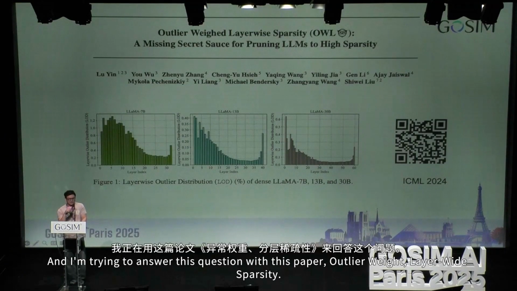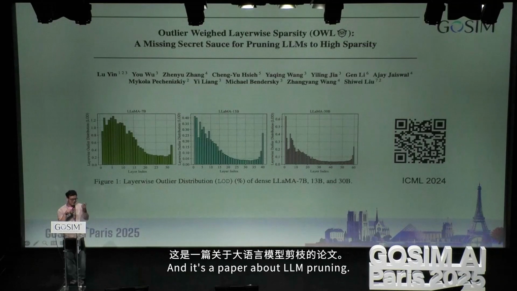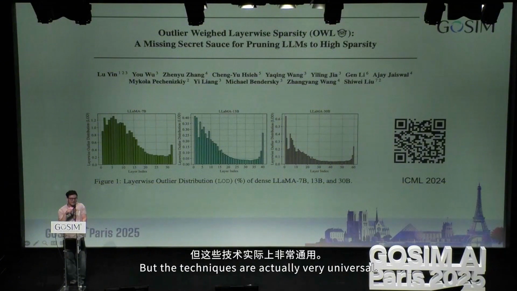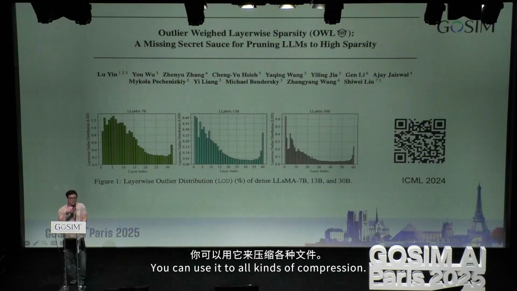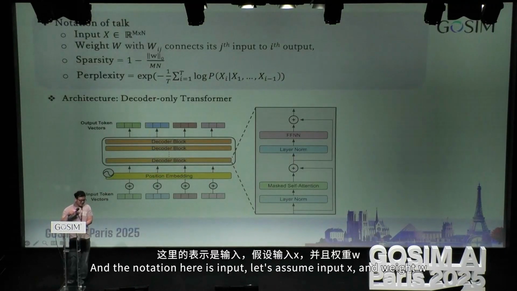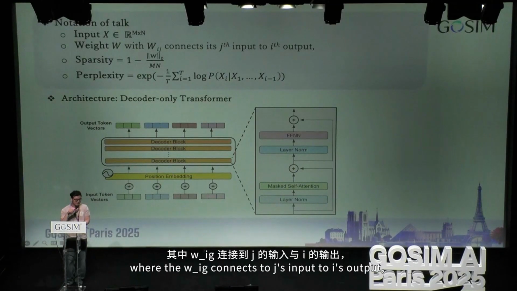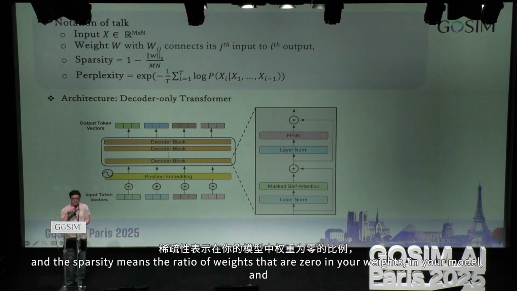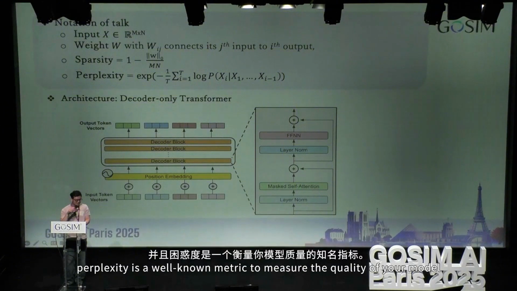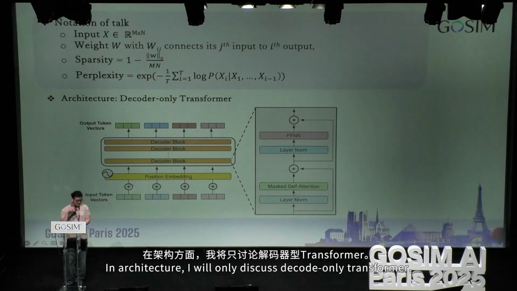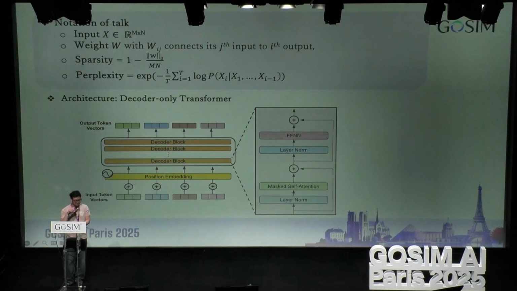I tried to answer this question with this paper, Outlier Weighed Layerwise Sparsity. It's a paper about LM pruning, but the technique is actually very universal. You can use it for all kinds of compression. The notation here: let's assume input X and weight W, with W_ij connecting the j-th input to the i-th output. Sparsity means the ratio of weights that are 0 in your model. And perplexity is a well-known metric to measure the quality of your model. In architecture, I will only discuss decoder-only transformers.